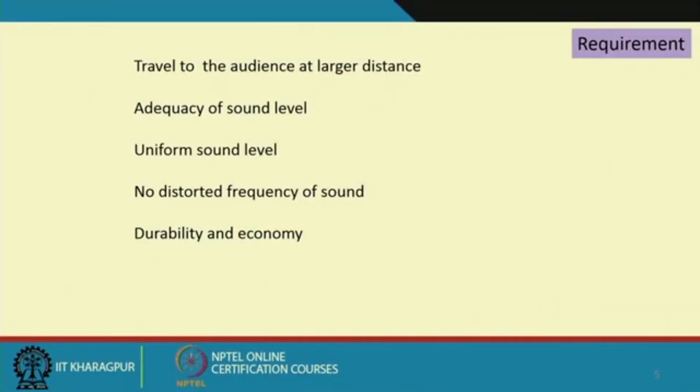The fourth one is very important. There should not be any distortion of the frequency of the sound. So, the sound frequency which comes out from any kind of musical instrument, or from someone's voice, should not be distorted. The same frequency, and as you know, the frequency actually gives you the character of the sound. So, that frequency should not be distorted.